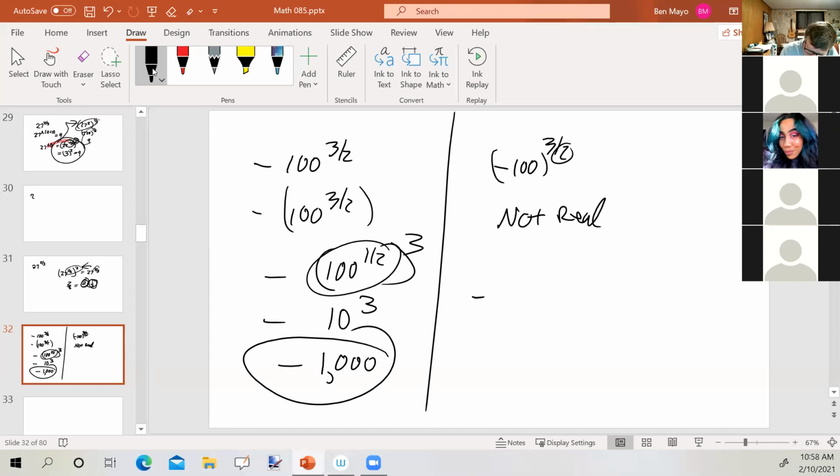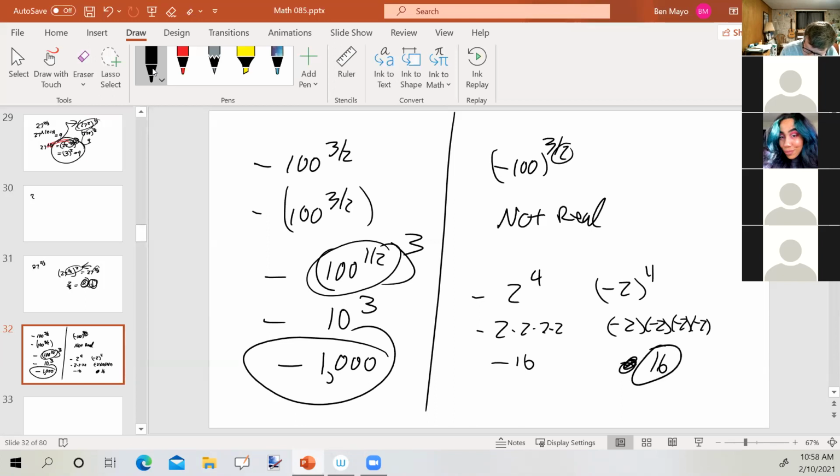So for instance, negative 2 to the 4th. Here, this is 2 times 2 times 2 times 2 with a negative sign. Here, this is negative 2 times negative 2 times negative 2 times negative 2, which is positive 16. So if you want the negative sign included as part of the base, it has to be grouped.